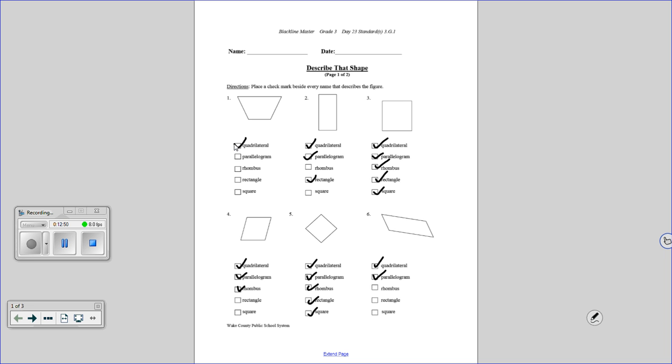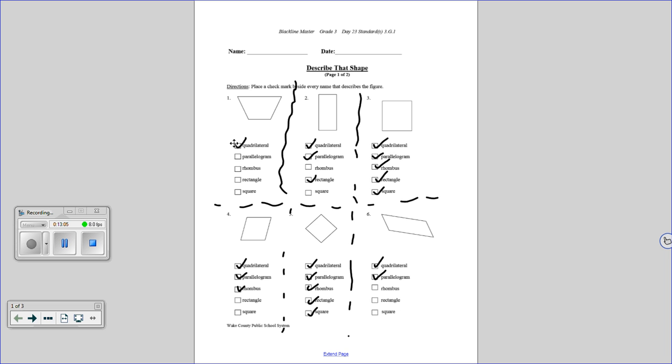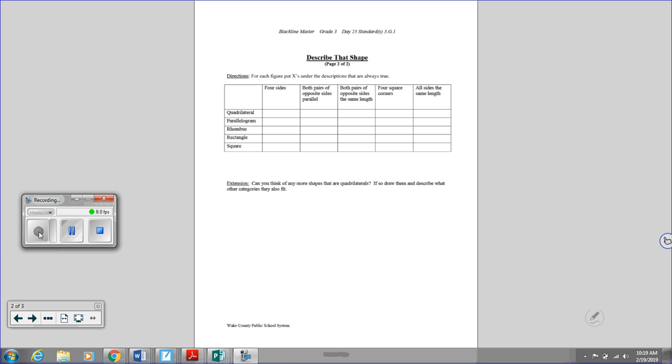If it's too long, you can cut them like this so that they fit in your notebook. But go ahead and glue our categories into your notebook. If it's too wide, you can trim it. Columns, we have a couple different categories. We have four sides, both pairs of opposite sides parallel, both pairs of opposite sides the same length, four square corners, all sides the same length.